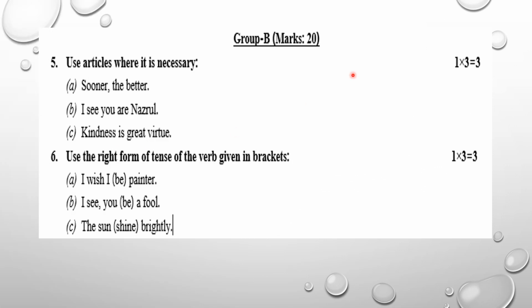Group B marks 20. This group is designed on the topic of grammar, and such type of grammar questions will be set in the semester final exam. And 5 number question, use article for necessary.